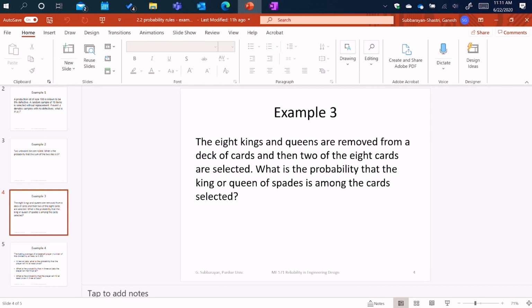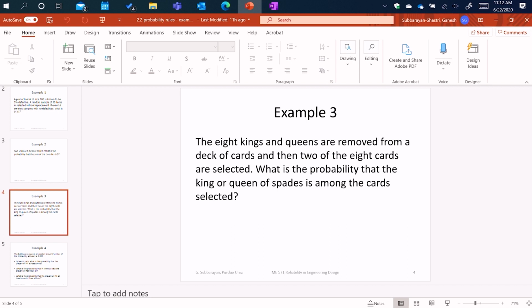So 8 kings and queens are removed from a deck of cards. 4 kings and 4 queens are removed from the deck of cards. And then 2 of the 8 cards are selected. What's the probability that the king or queen of spades is among the cards selected?